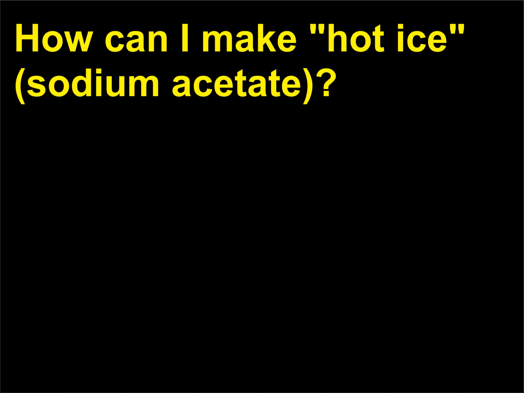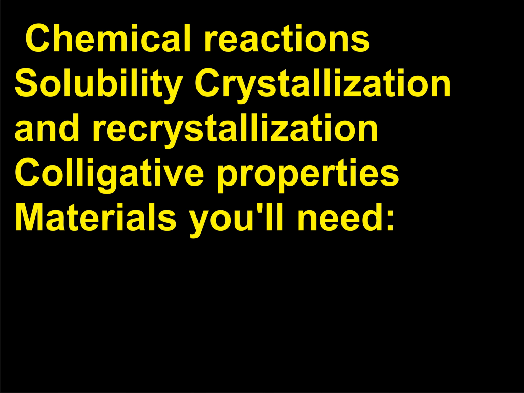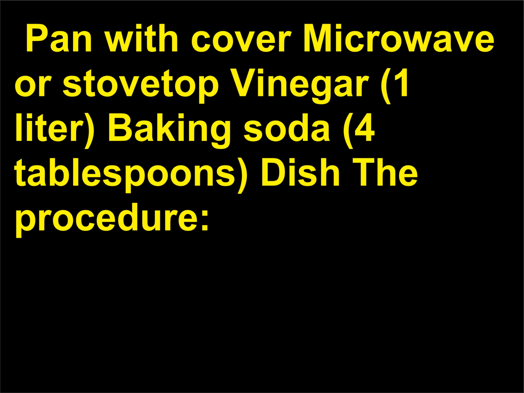How can I make hot ice, sodium acetate? Chemistry principles encountered in this experiment: chemical reactions, solubility, crystallization and recrystallization, colligative properties. Materials you'll need: pan with cover, microwave or stovetop, vinegar, 1 liter, baking soda, 4 tablespoons, dish.